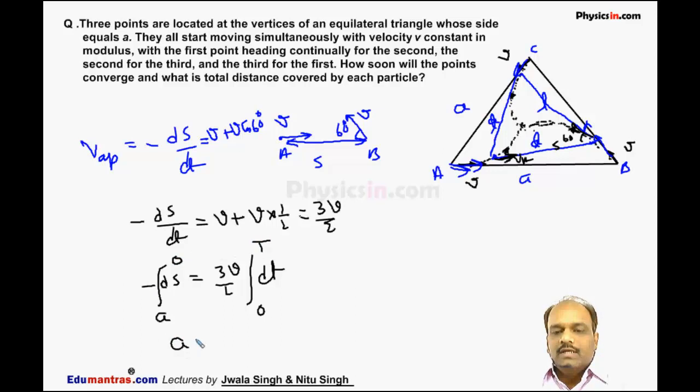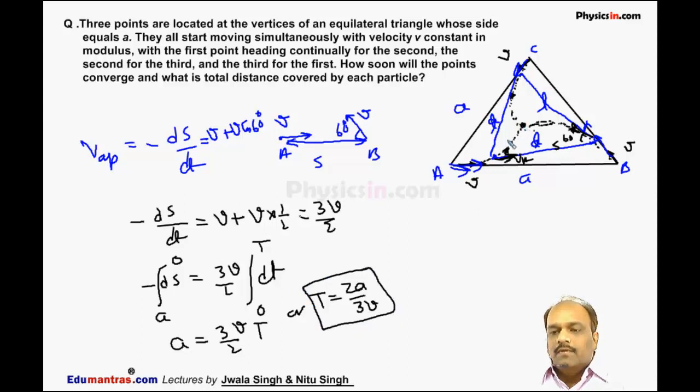So we get a is equal to 3v by 2 into t, or t is equal to 2a by 3v. This is the time when all the particles will meet at the center of this triangle here. All these particles will meet at the center.